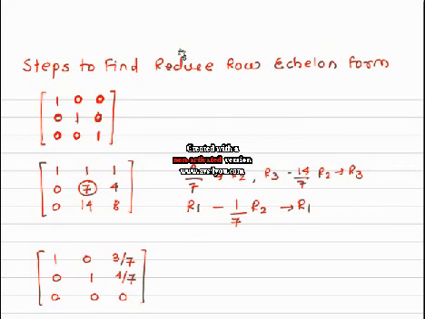Applying this row operation, we get 1 0 3 by 7, 0 1 4 by 7, and then 0 0 0. Now see, in this last matrix, the last row contains all entries 0. So for the last row, there is no leading one. So this is the final answer for the matrix in reduced row echelon form. This is how we make the matrix into the reduced row echelon form.